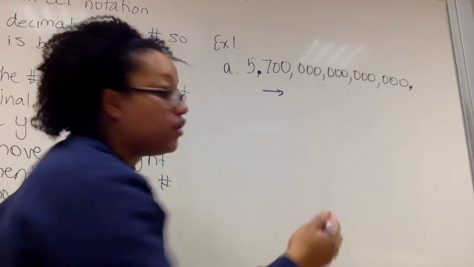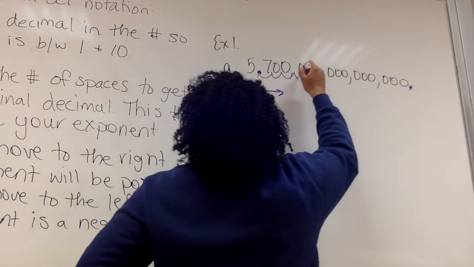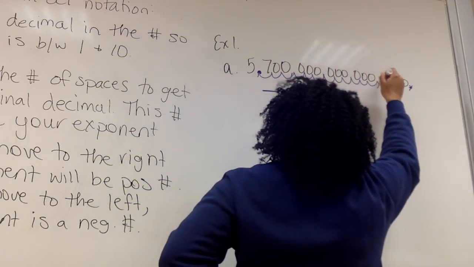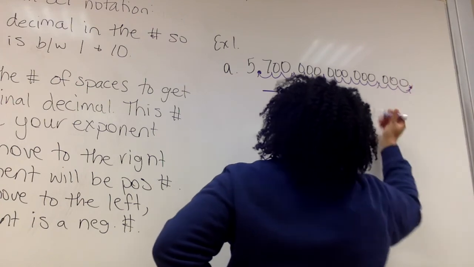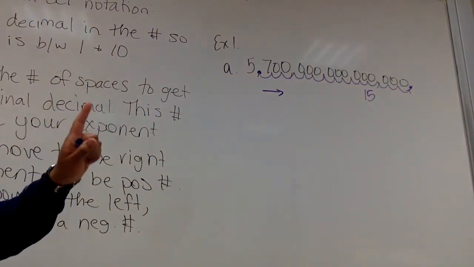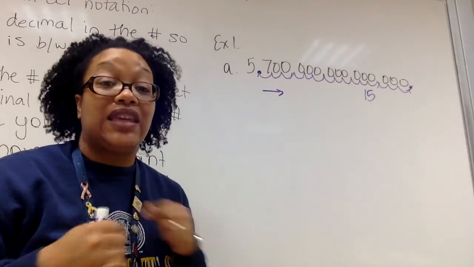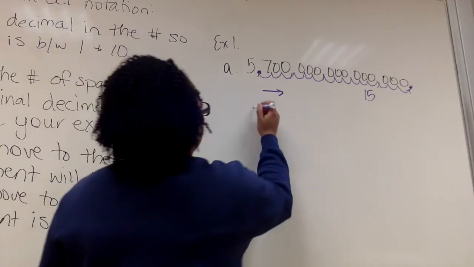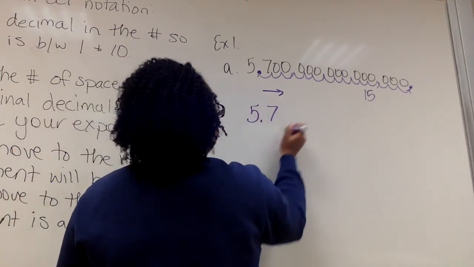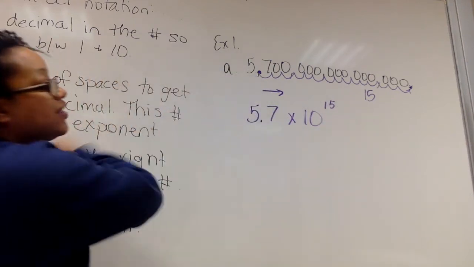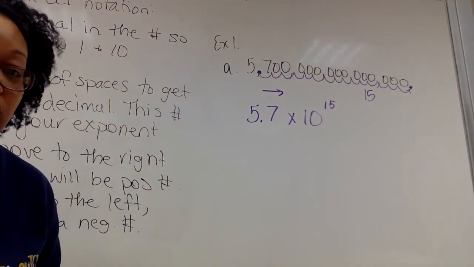So let's just start counting. 1, 2, 3, 4, 5, 6, 7, 8, 9, 10, 11, 12, 13, 14, 15. When I counted 15 spaces, I counted to the right. This is a huge number, so the n should be positive. So if you were to write this in scientific notation, it would be 5.7 times 10 to the positive 15. That's how you would get all those zeros, okay?